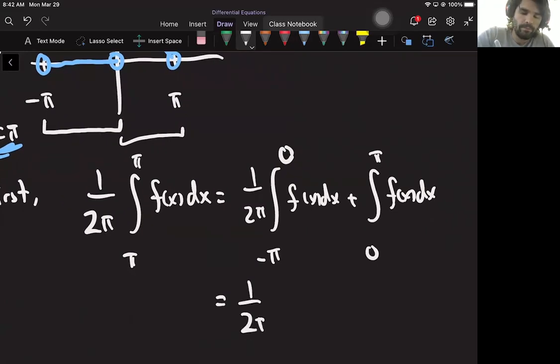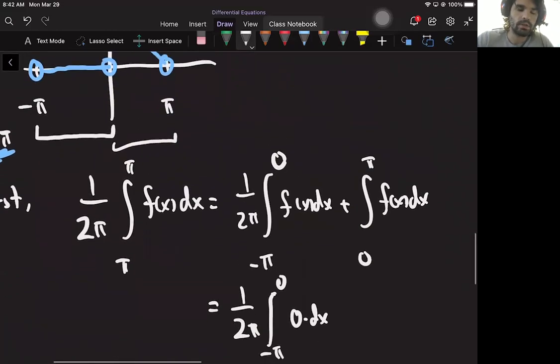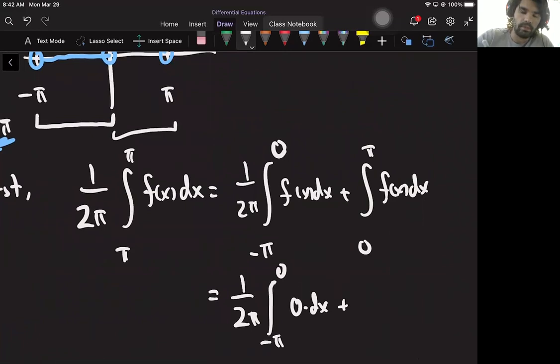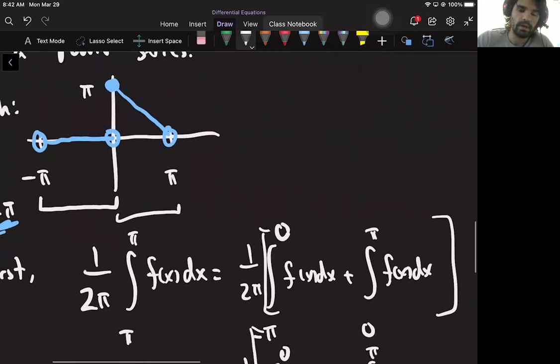So what is the function from negative pi to 0? It's just the 0 function, right? That's what the piecewise function is defined as. It's 0 over there, so I'm just integrating 0 in that section. And then this 1 over 2 pi should be on everything, splitting it up like that. And then from 0 to pi, now it's using this other part, pi minus x.